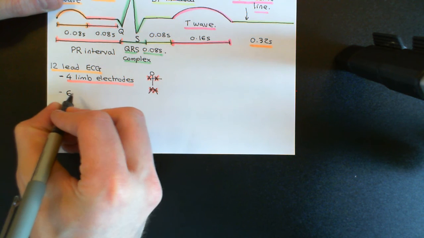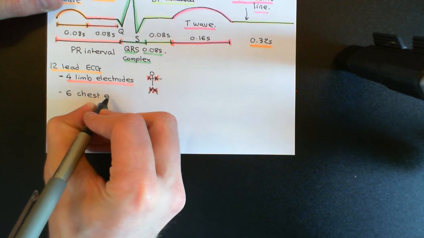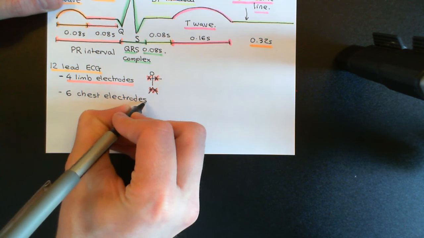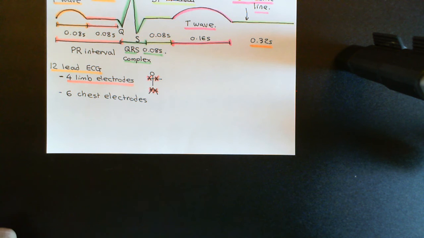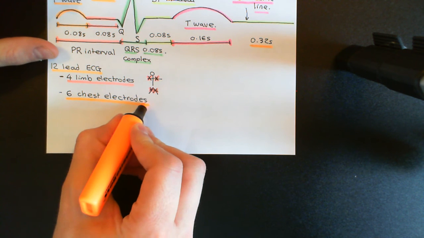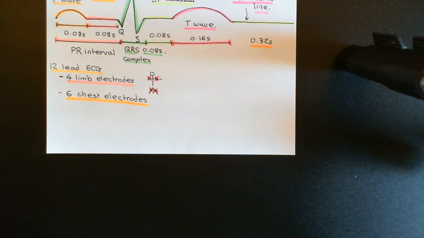Then what we're going to also have is 6 chest electrodes. We're going to put electrodes on 6 different positions on the chest, and what I now want to do is describe to you where to put these 6 different chest electrodes. And the way I think that this will work best is if you actually try and feel the places where you would put them on yourself.